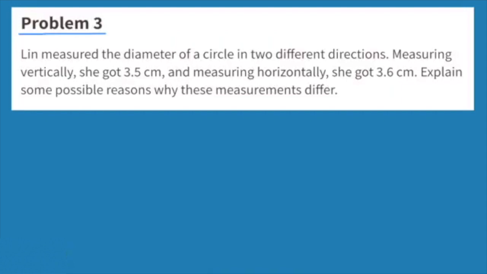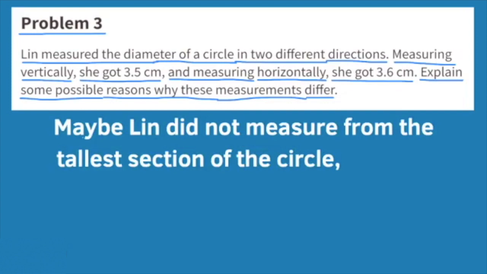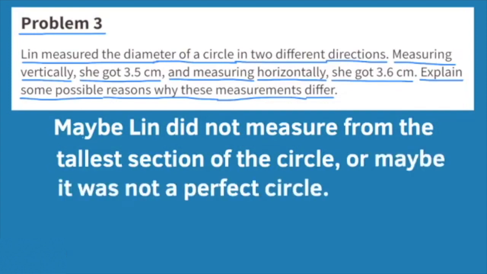Problem number three. Lynn measured the diameter of a circle in two different directions. Measuring vertically, she got 3.5 centimeters, and measuring horizontally, she got 3.6 centimeters. Explain some possible reasons why these measurements differ. Maybe Lynn did not measure from the tallest section of the circle, or maybe it was not a perfect circle.